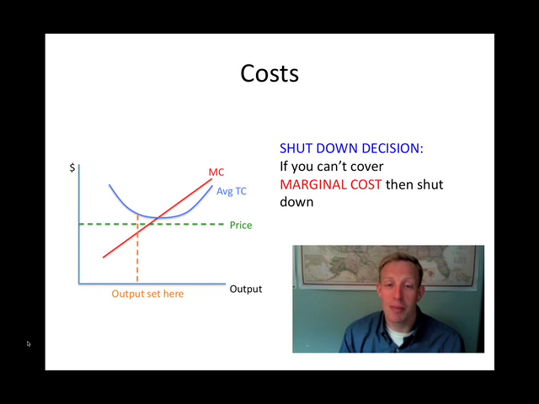A firm can stay in business if it can pay the marginal cost of production, even if it can't cover the average total cost. So they should stay in business at least for a little while. But if the firm can't pay its marginal costs, then they need to go out of business in the short run.